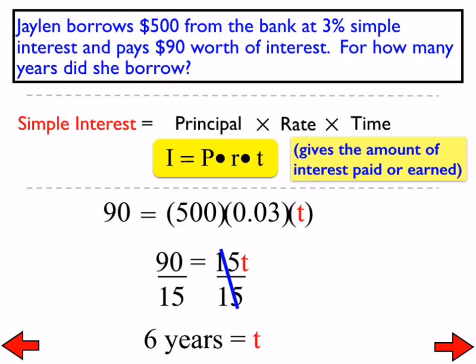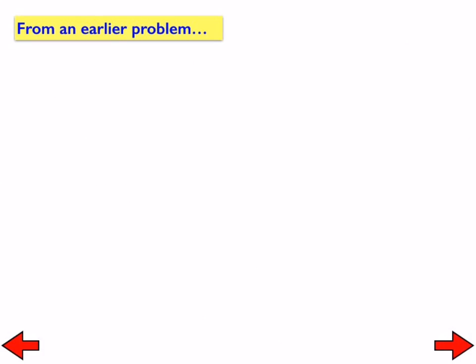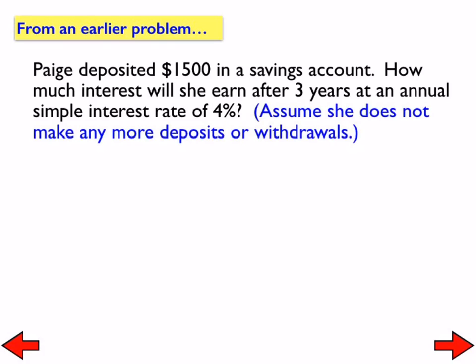Now, I thought that that was before this, but we could have used this formula in all the other problems as well. But I wanted to show you that all of those other problems were really proportional relationships, which is what we've been dealing with this entire time. So from an earlier problem, and I think this is number 4, the one where Paige deposited $1,500, we could have used this formula. Watch.